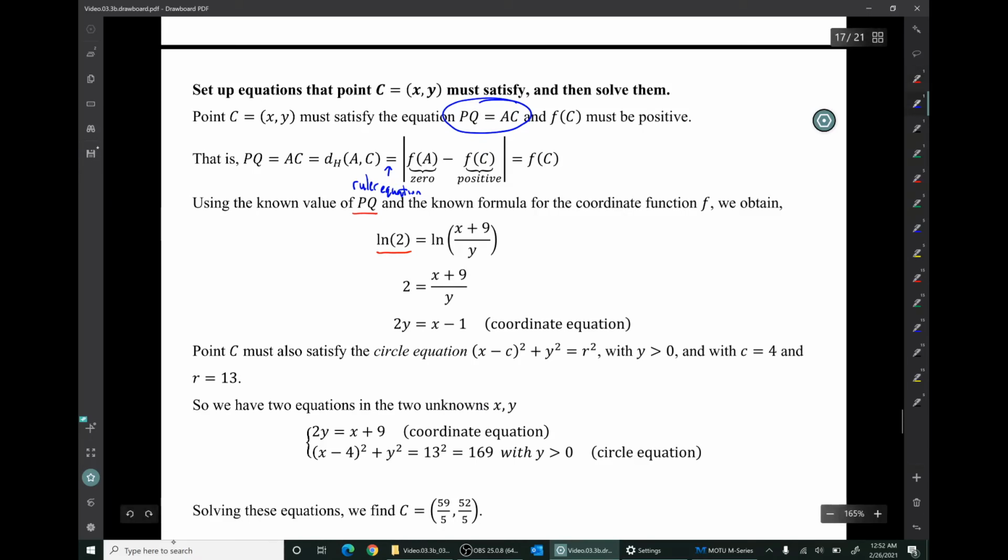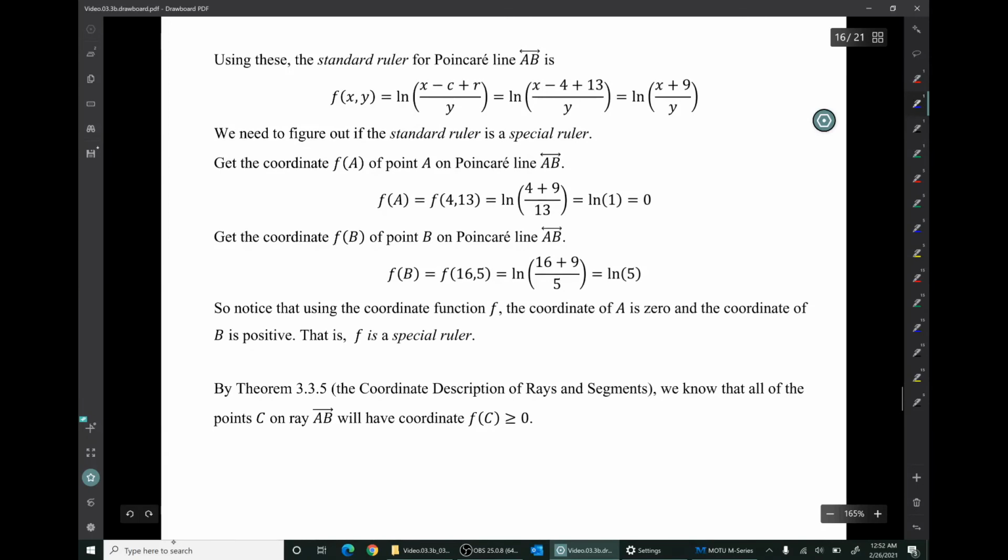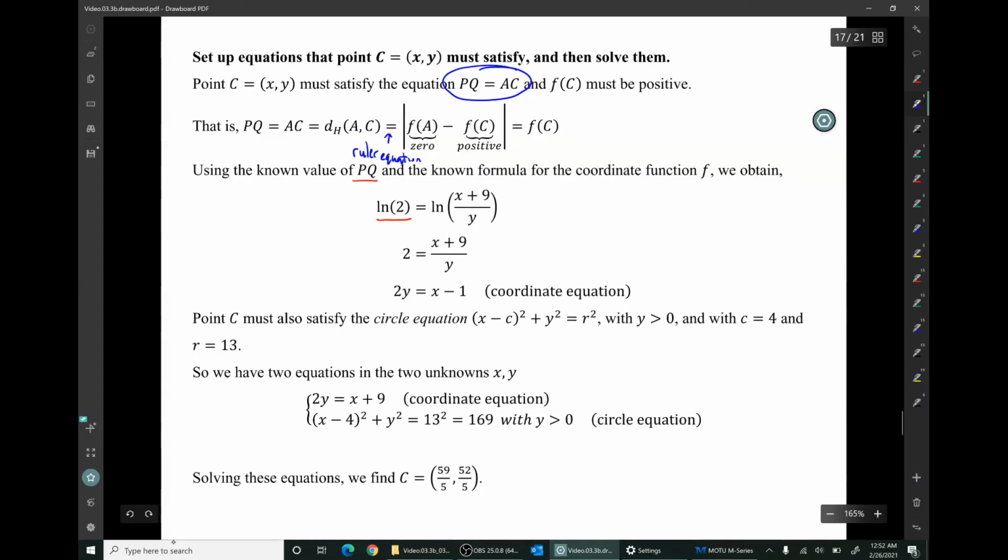So we know that that's got to be the result of finding the coordinate of point C. So we use the ruler. Here's this special ruler that we built. The ruler for that line AB is that ruler. And we set that result of that calculation equal to ln of 2. So we have this equation that the xy coordinates of point C have to satisfy. They have to satisfy this coordinate equation in order for the distance from C to A to be the same as this distance from P to Q. So I call that the coordinate equation.